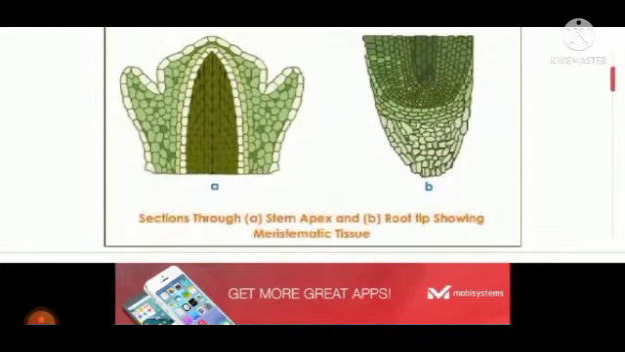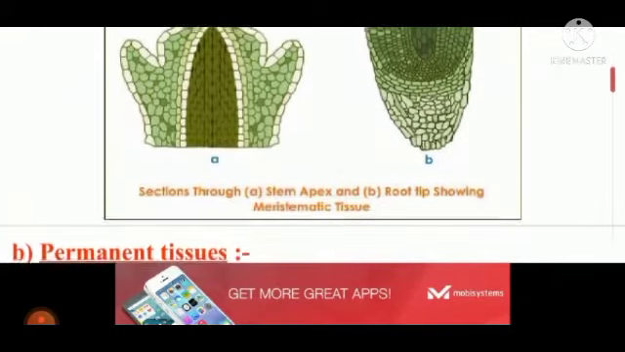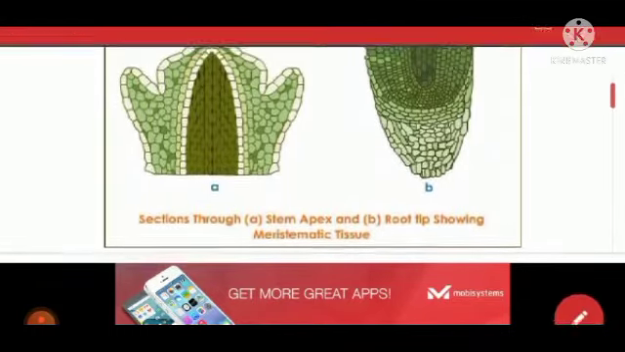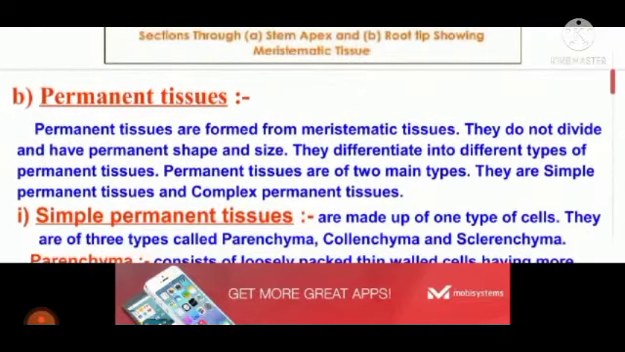This is a structure of apical meristematic tissue. Now we will discuss about permanent tissue. Permanent tissue are formed from meristematic tissues. They do not divide and have permanent shape and size. They differentiate into different types of permanent tissues. Permanent tissues are of two main types. They are simple permanent tissue and complex permanent tissue.